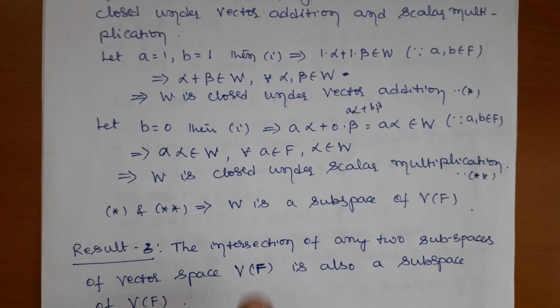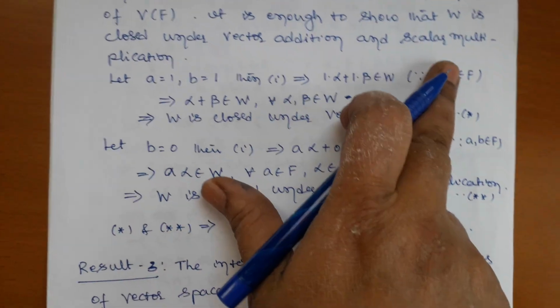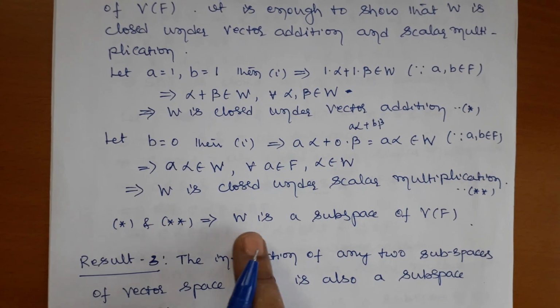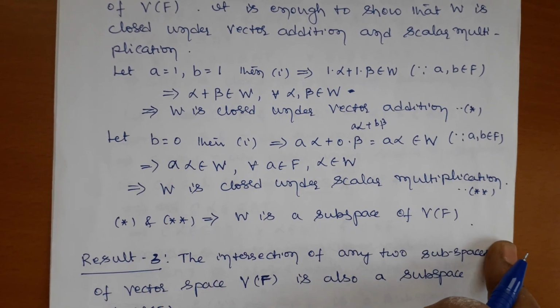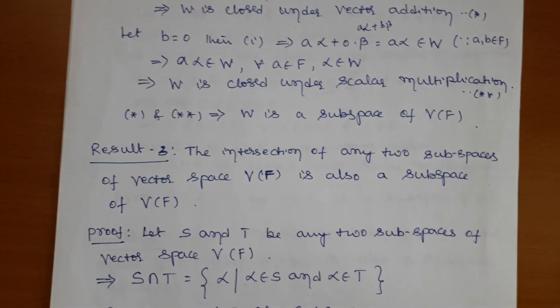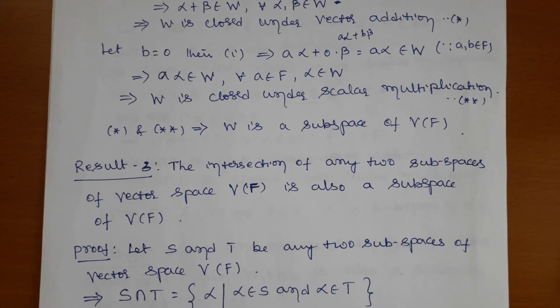We already proved that it is closed under vector addition and also scalar multiplication. Therefore, W is a subspace of a vector space over a field F. This completes the proof of the second result. Moving to the third result, which is one of the important results.